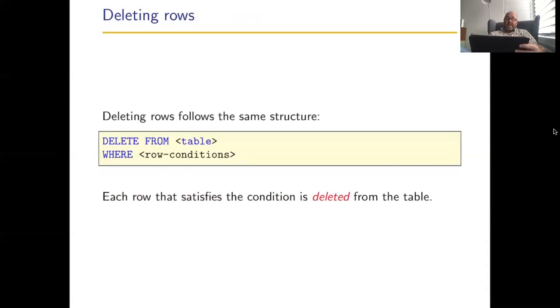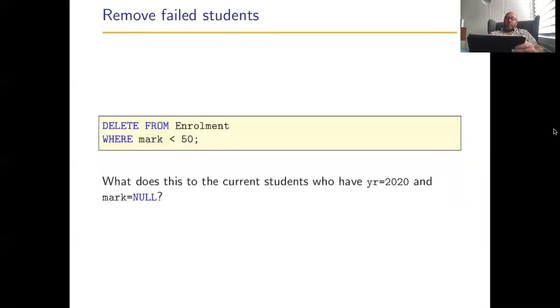Okay, deleting then does pretty much exactly the same thing. It's the same structure, and you just say delete from, and then the name of the table, and then some conditions. Every row that satisfies those conditions will then be deleted from the table. So we might want to remove from the enrollment list everyone who has failed a unit, any unit. Well, so delete from enrollment where mark is less than 50.